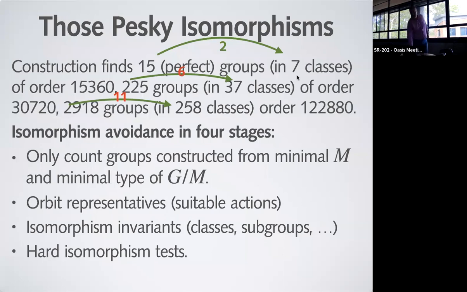Order 122,000. How many simple groups do we have there up to this order? Maybe 10, 15 simple groups, and a few direct products, A5 cross A5 or so. But, well, let's be generous. Let's say we have 50 simple groups and direct products of simple groups. In total, there are 258 classes. So it's the extensions that make it up.